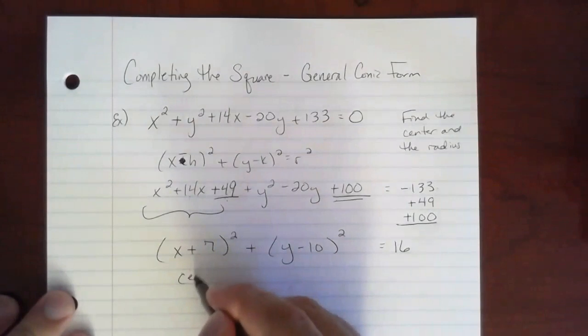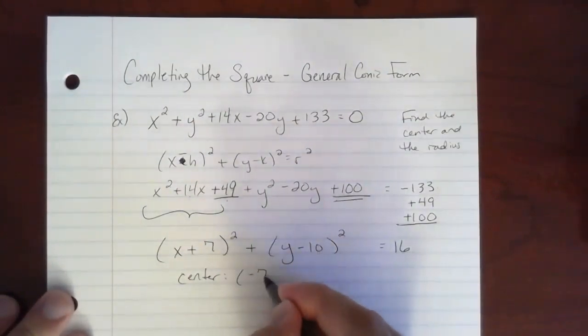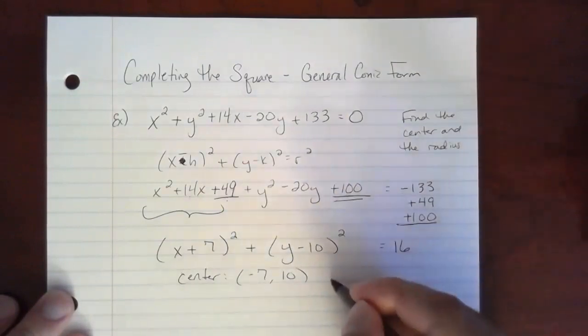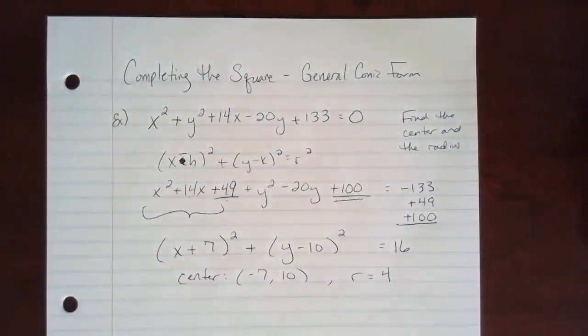Our center, if you remember from the previous videos, is going to be the opposite signs of these guys, so negative 7 and positive 10. And our radius is going to just be the square root of 16, which is 4.